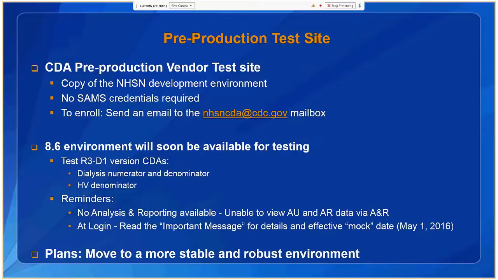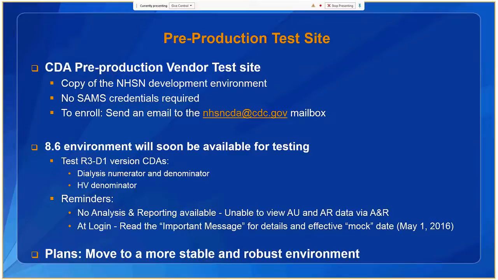So when it comes up, hopefully next week, you'll be able to test the new CDA versions for dialysis, and the HV denominator. And just a reminder, there's no analysis and reporting available. So you can import your AU and AR data, but you can't view it. At the login, read the important message, and I'll try to put in the things that are valid to be tested and maybe things that are not ready.